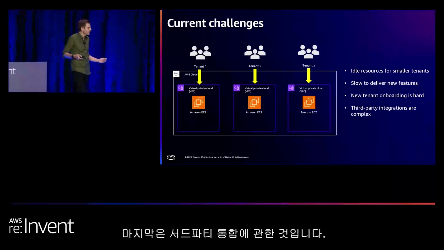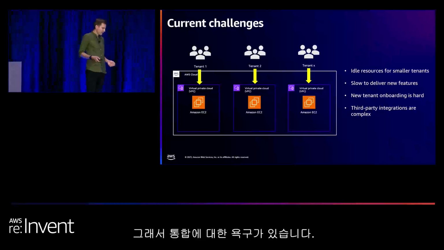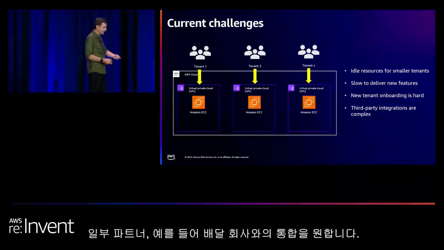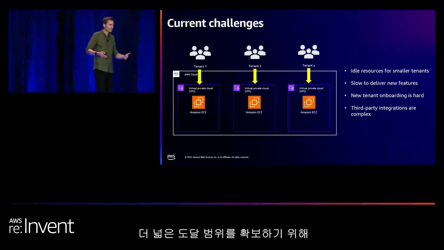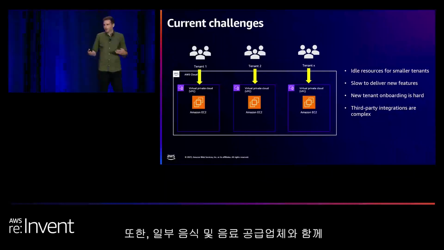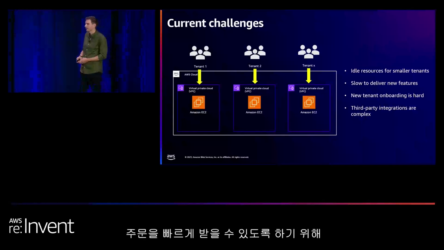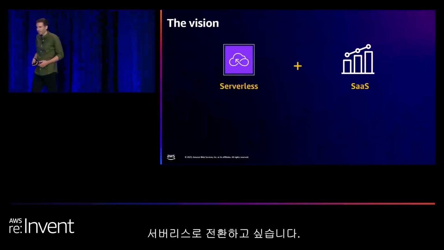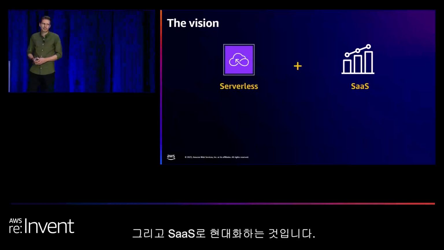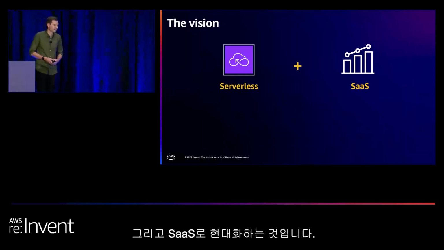And the last one is around third-party integrations. So there's a desire to integrate with some of the partners, for example, delivery companies to get to a wider reach, also with some of the suppliers of food and drink to make sure that we can get our orders fast and have real-time updates on the prices from the wholesalers. So the desire is to move to serverless and modernize to SaaS.